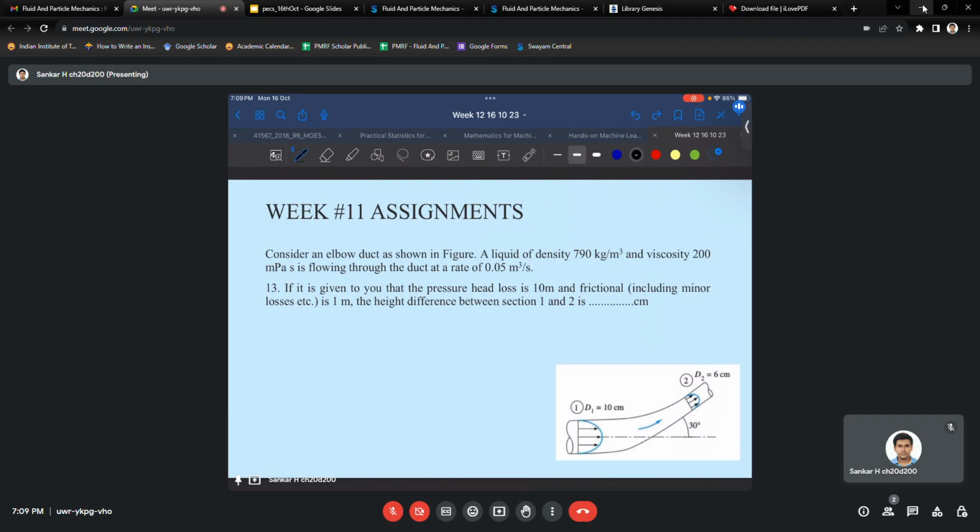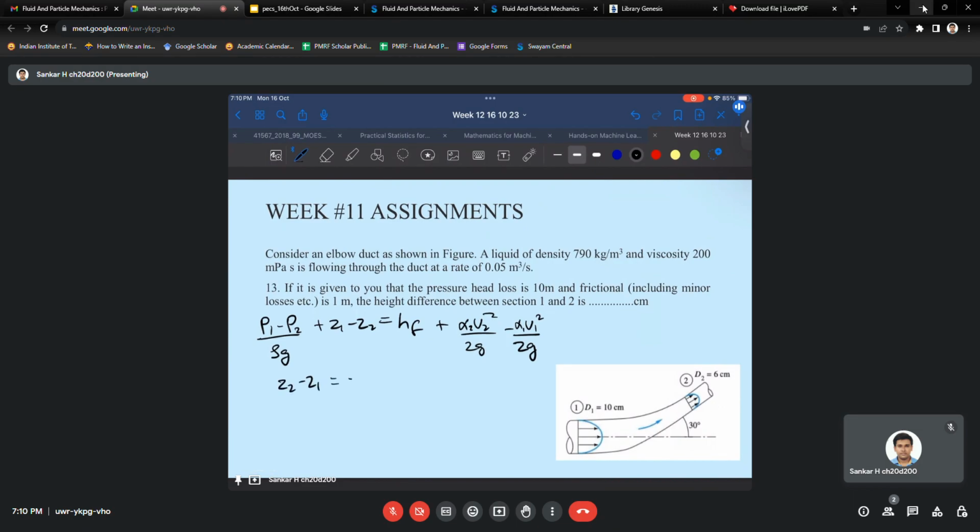So let's first consider the kinetic energy correction factor and write down the equation as (P1 minus P2) by rho g plus Z1 minus Z2 should be equal to HF plus alpha 2 V2 square by 2g minus alpha 1 V1 square by 2g. All the values are given, we just have to find the value of Z2 minus Z1, because Z2 is supposedly higher than Z1.